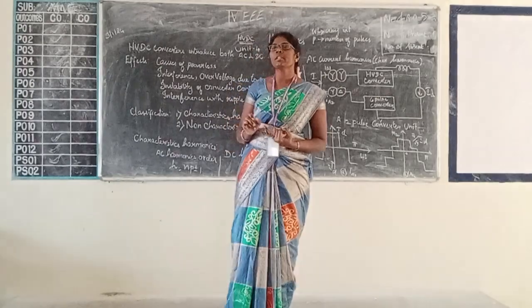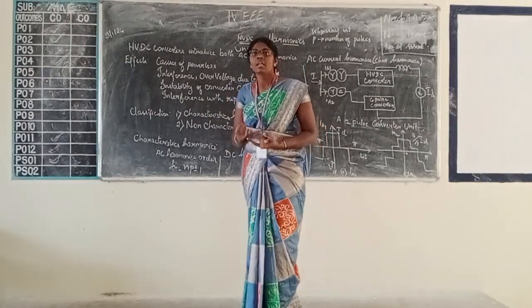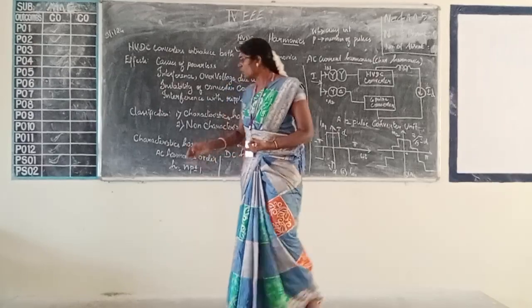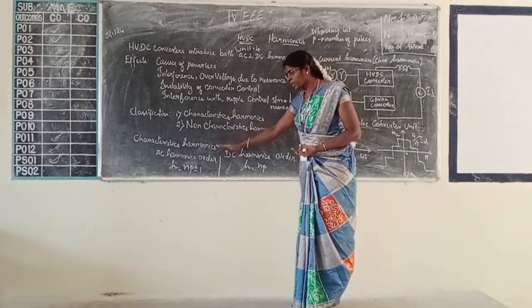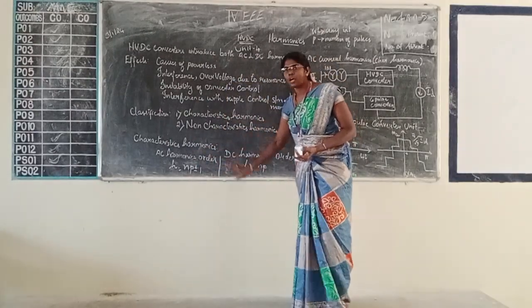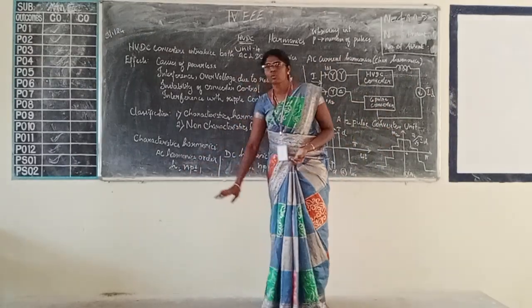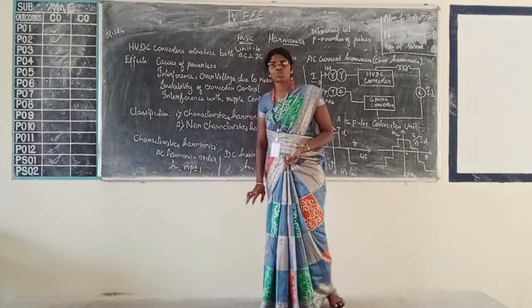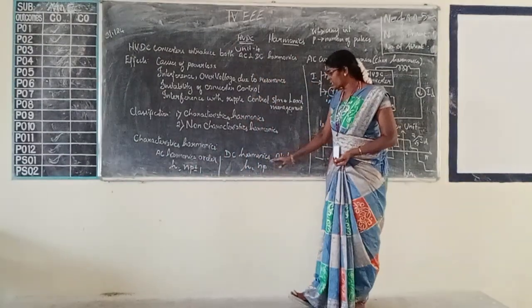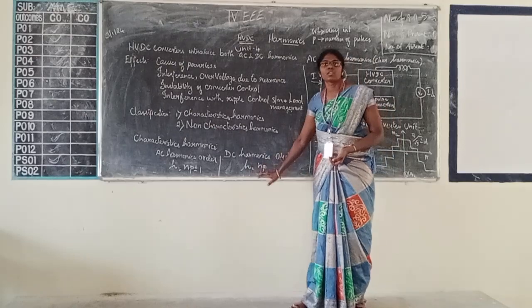Okay, so mostly these harmonics will affect the flow of current. We will be studying the characteristic harmonics, starting with the AC harmonic order. It is defined as H equals NP plus or minus 1, and for the DC harmonics it is represented as H equals NP.